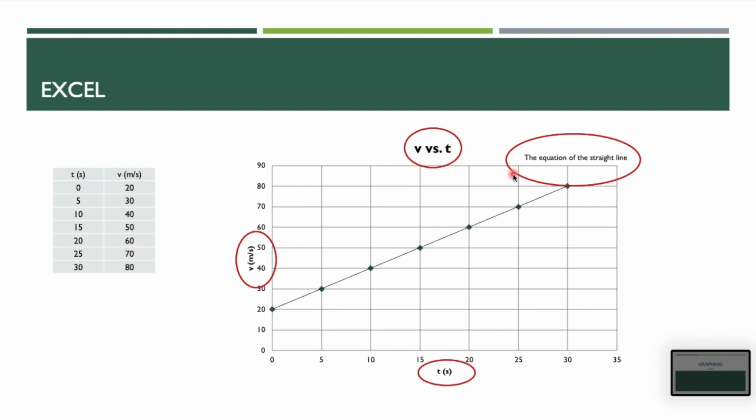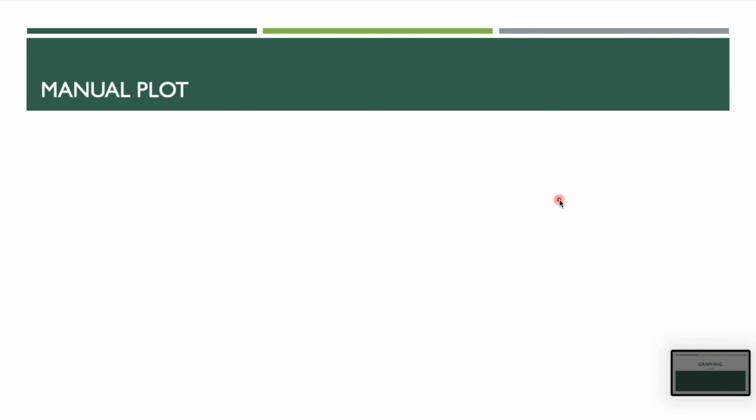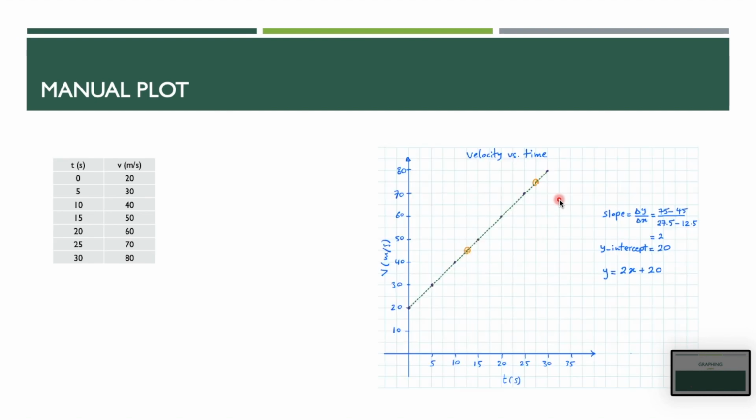Okay? And here, the equation of a straight line should be displayed. So after we plot the data, we click add linear trendline, and then we click display equation on the chart. And this will be demonstrated at the end, as I said, and you can find it also in the lab manual that you have. Now, moving to the manual plot, you will do something similar, but the difference is that you will do it by hand. Here I did it using the iPad.